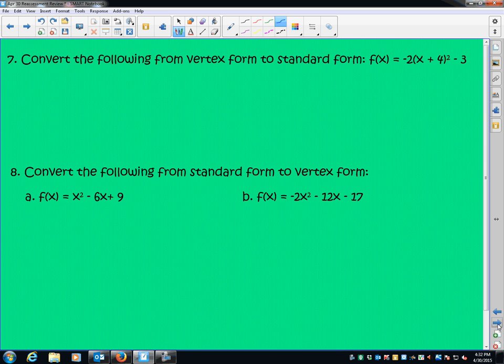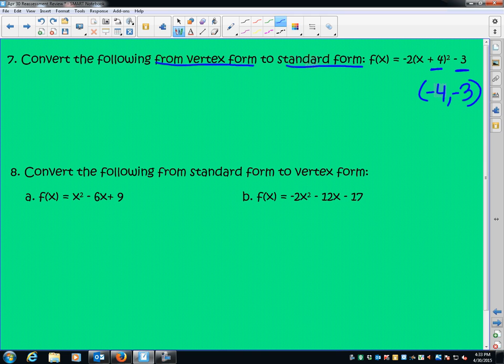All right, at this point, you've really got to make sure you follow the directions very closely. Convert the following from vertex form to standard form. I can look at this and tell you that this is vertex form because of the parentheses. I could pluck my vertex right out. My vertex would be -4, -3. However, that is not what it's asking. It's asking us to go from vertex to standard form. So this is where you do your 3 steps. You're going to FOIL, then you're going to distribute, then you add or subtract.